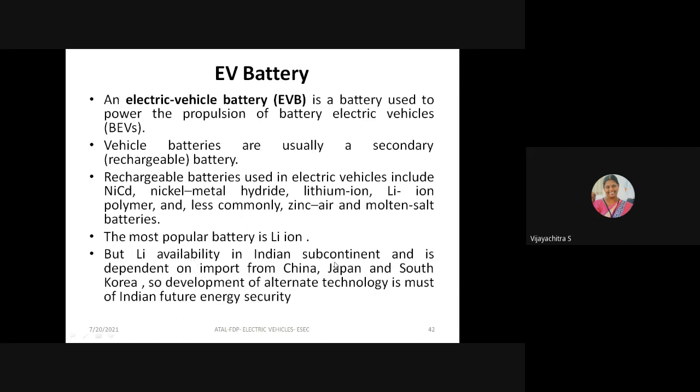But lithium availability in the Indian subcontinent is dependent on import from China, Japan, and South Korea, so there is a need for some alternate technology. Lithium is not much available in India, so we depend on other countries like China, Japan, and South Korea, and we need to import from them before it can be utilized. But in terms of cost, lithium ion is somewhat economical, with minimum cost compared to other options and easy availability. That is why we prefer lithium ion for the electric vehicle battery. Due to the easy import of lithium from these countries, we can use lithium ion. This is about the electric vehicle battery.